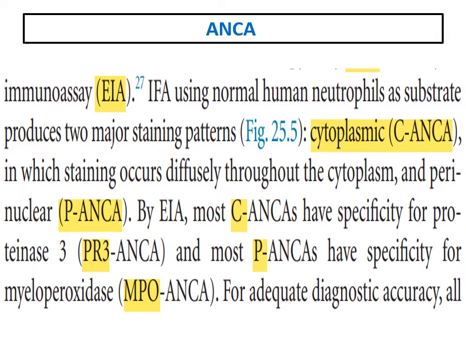Now let's discuss the ANCA, antineutrophil cytoplasmic antibodies. Take some notes about the ANCA and how to use them. ANCA can be divided into C-ANCA, C from cytoplasmic, or P-ANCA from perinuclear. According to staining, if the staining is diffusely all over the cytoplasm, it's called cytoplasmic or C-ANCA. Or either it is perinuclear, so it's called P-ANCA.